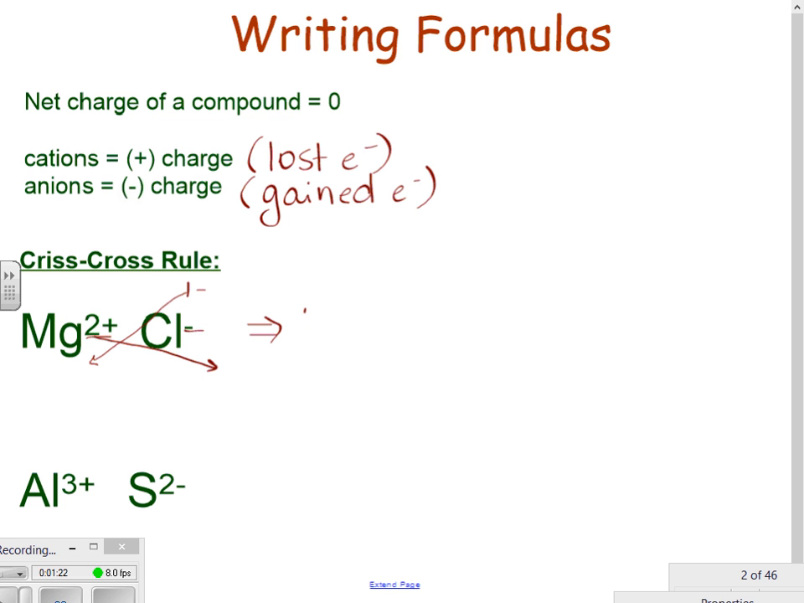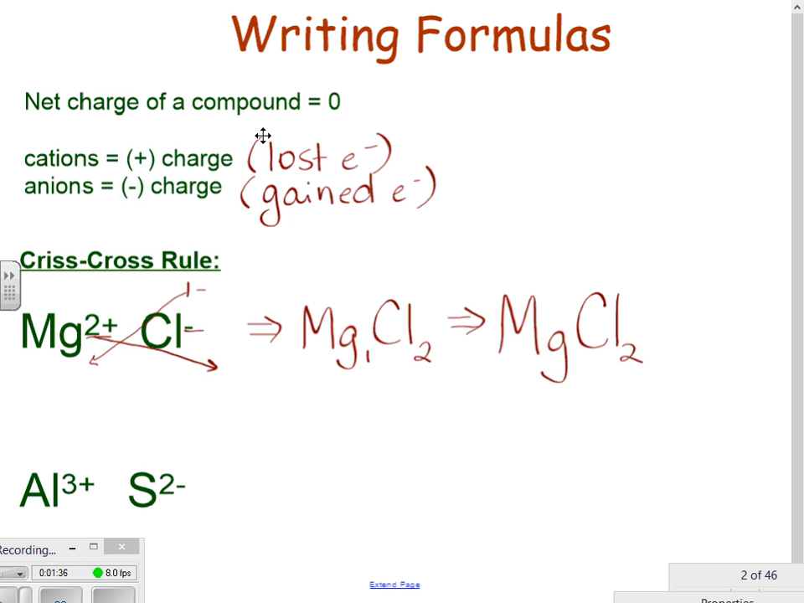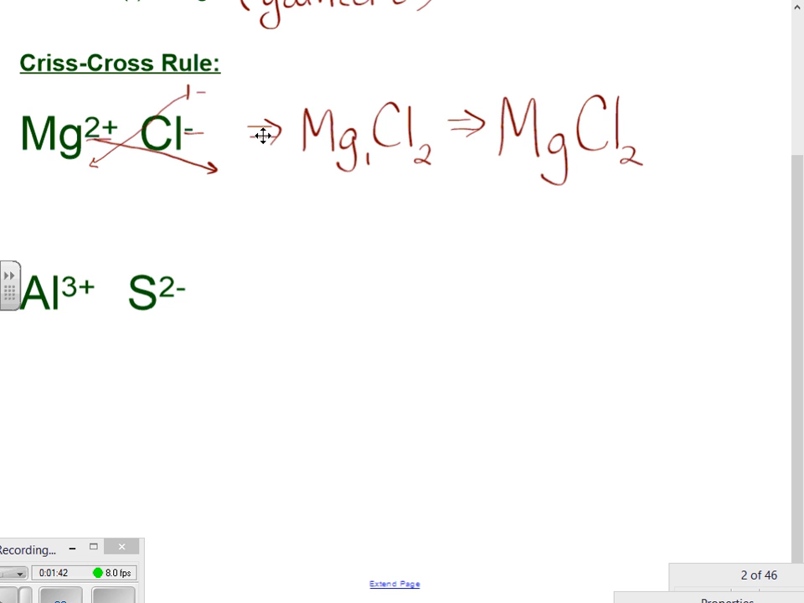So you get a formula of Mg1Cl2. Now again, we don't have to write the 1, we don't need to, and we won't write it. So we simplify it to be MgCl2. And we've now written the formula for the combination of magnesium and chloride. 1 magnesium for every 2 chlorides, and it has to do with their charges.